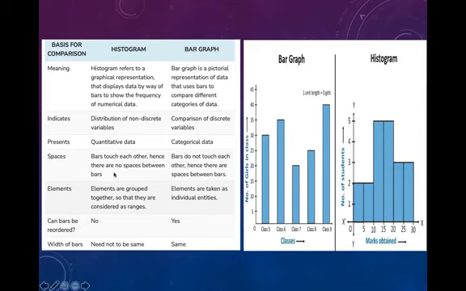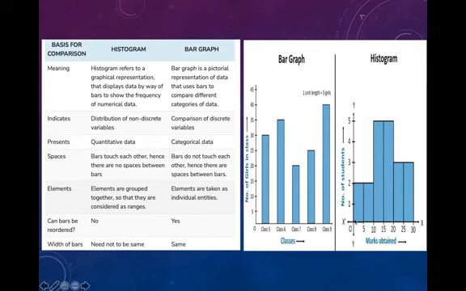In a histogram, bars touch each other, hence there are no spaces between bars, while in a bar graph, bars do not touch each other, hence there are spaces between bars. Here, the elements in a histogram are grouped together so that they are considered as ranges. So it's from 0 to 5, 5 to 10, 10 to 15, 15 to 20, 20 to 25, 25 to 30, and so forth. While in the bar graph, elements are taken as individual entities. So here, one element is class 5, class 6, class 7, class 8, and class 9. A histogram cannot be rearranged.